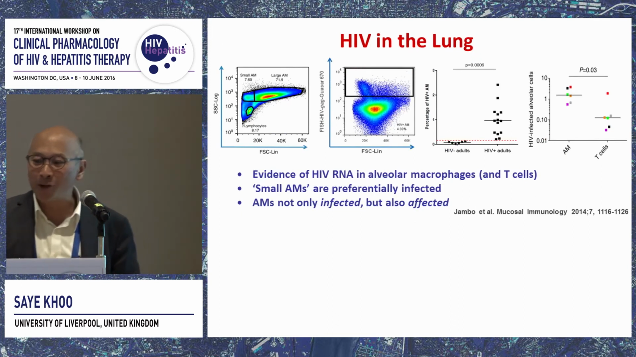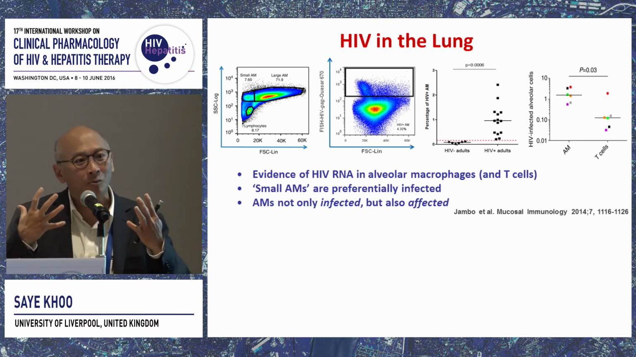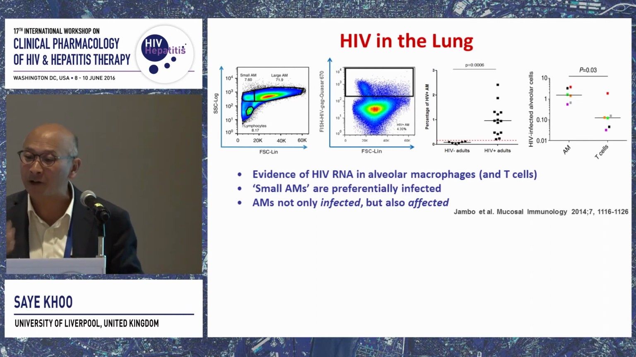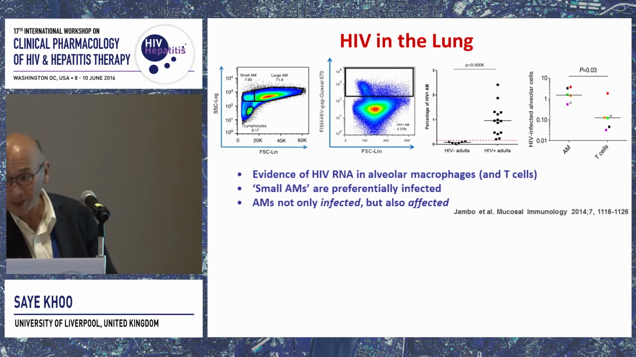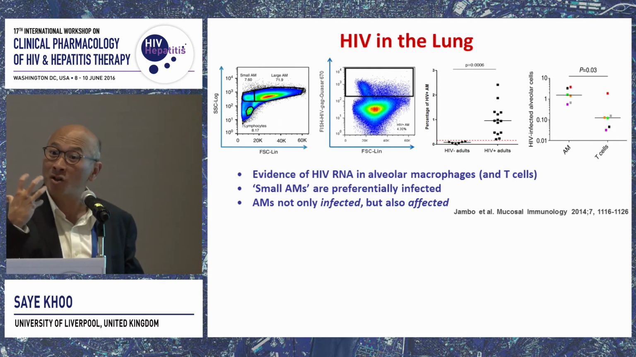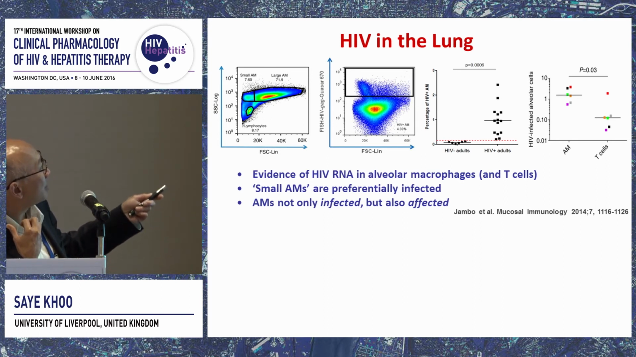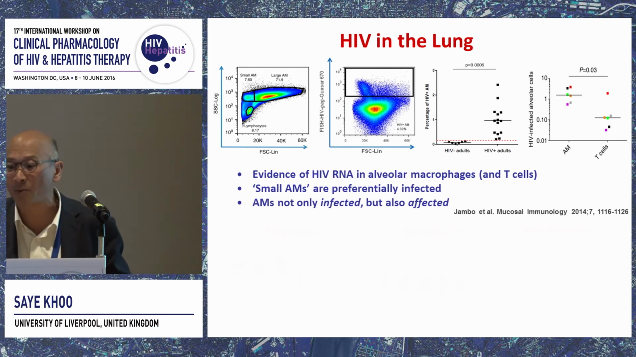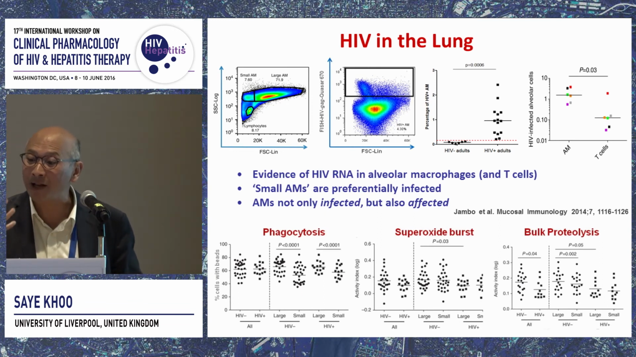Just another tissue, and there's interest in the lung now because of the big rise in chronic lung disease, very aggressive emphysema that you see, recurrent bacterial infections, which I think Moha will talk about. But this is work from Malawi, where they do research bronchoscopies on HIV patients. So they pull out all the alveolar macrophages and they sort them out. And the small alveolar macrophages seem to be preferentially affected. They're infected with HIV, and if you look at superoxide burst or bulk proteolysis or phagocytosis, there is a defect in their function.